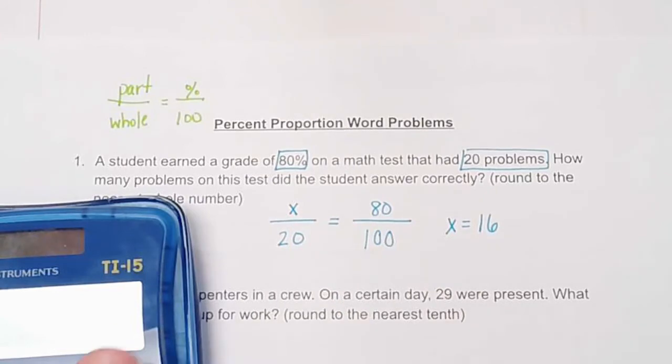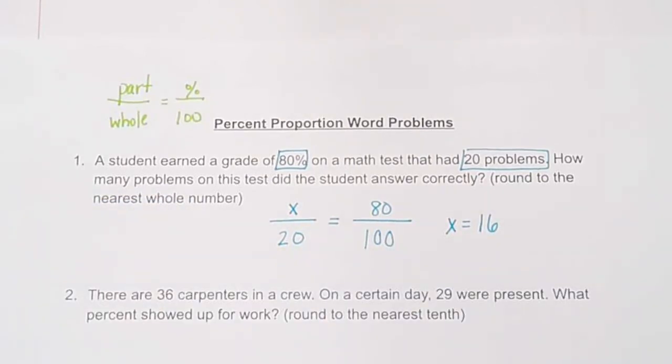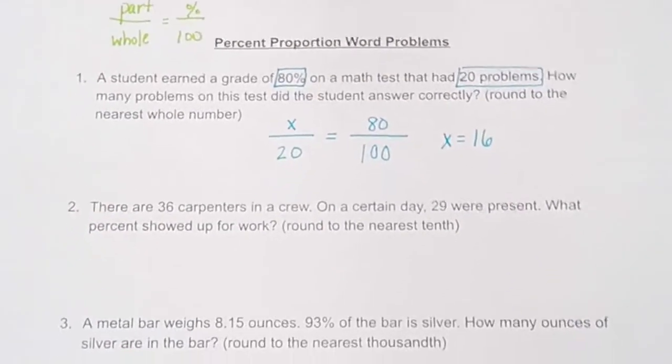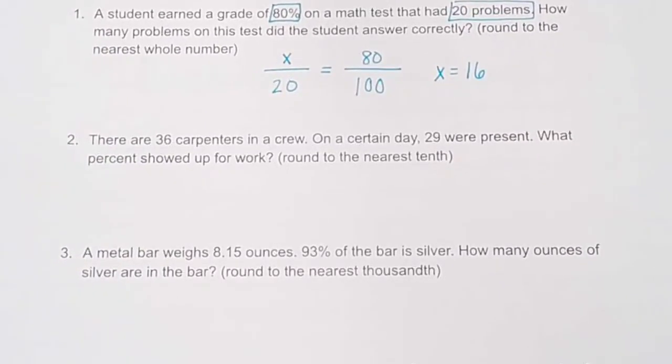It does equal. All right. Number 2. There are 36 carpenters on a crew. So carpenters would be like construction, so people building a house. On a certain day, 29 were present. What percent showed up for work?